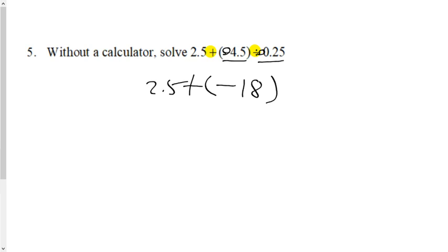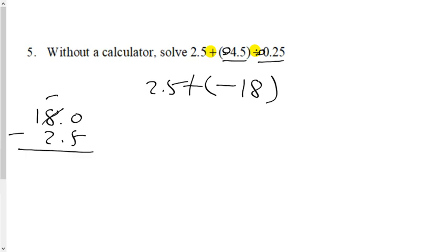Here we have the difference of integers with positives and negatives. What do I have more of, positives or negatives? The difference between the negatives and positives will be how many more negatives I have. So it would be 18 take away 2.5. Put a 0 there.